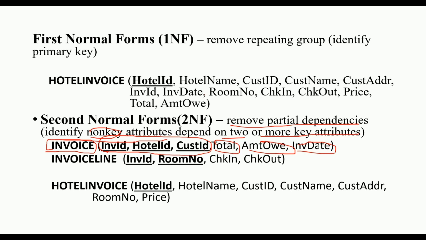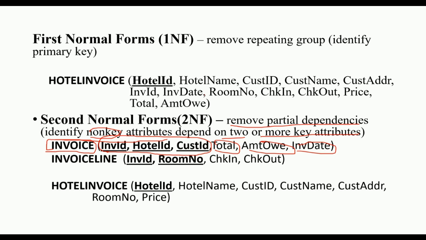So the total does not belong just to customer ID. If we just assign it to customer ID, it doesn't make sense, because what total amount is that, right? So we need to know that this amount owed belongs to the customer, and belongs to which hotel, and belongs to which invoice number. But again, still not enough, right?